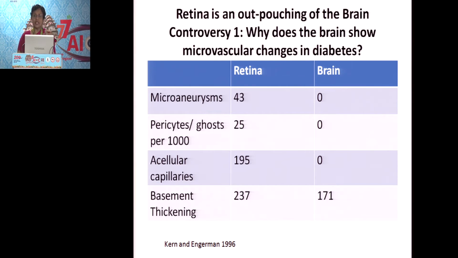As early as 1996, Kern and Engerman did molecular studies in alloxan-induced diabetic dogs or galactosemic dogs and found that the brain does not have microvascular changes while the retina has. When the retina has microaneurysms, loss of pericytes, etc., the brain vessels only show an increased thickening of the basement membrane. So that's question number one.